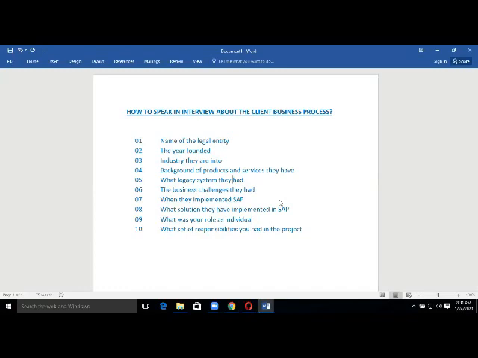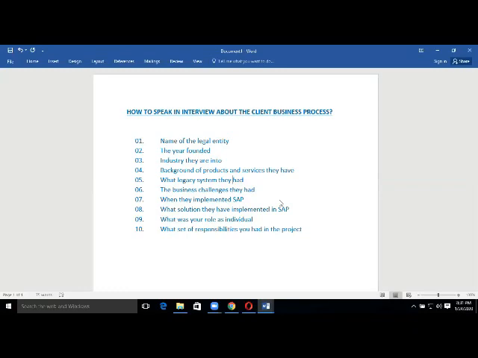The client business process, the key aspects, as a quick recap: you have to understand the organization background, the organization enterprise structure, the master data structure, the business processes they have, the legacy system they have, the infrastructure they have, the business complexities they have, and why they decided to implement SAP.